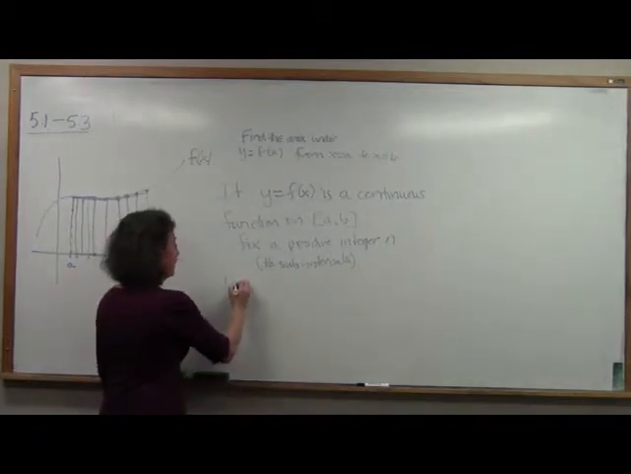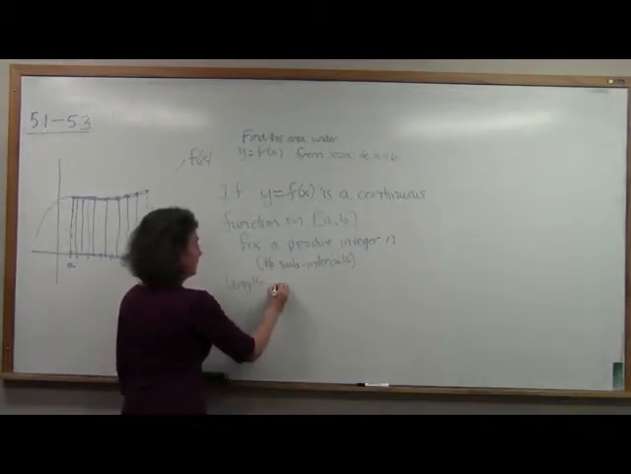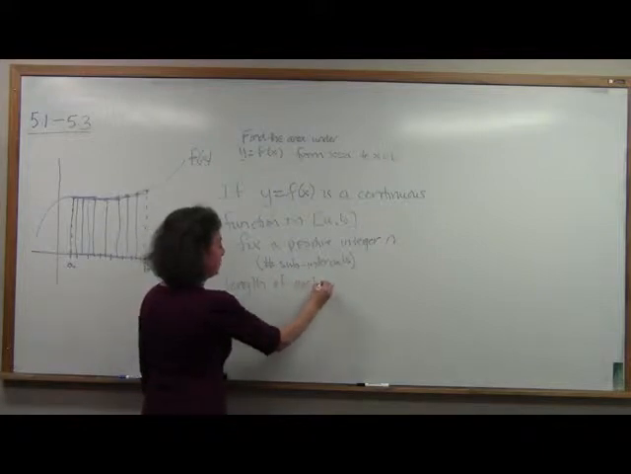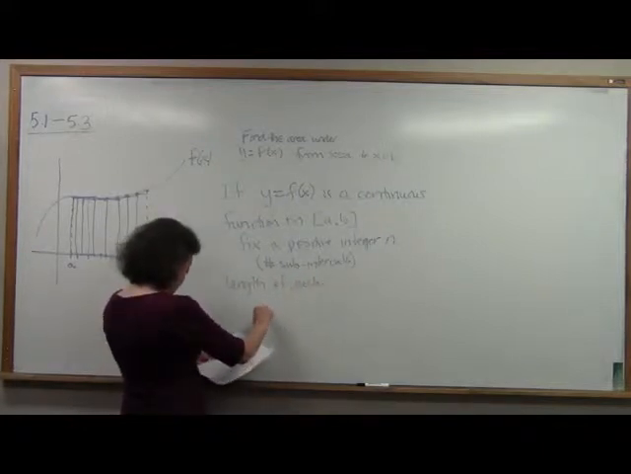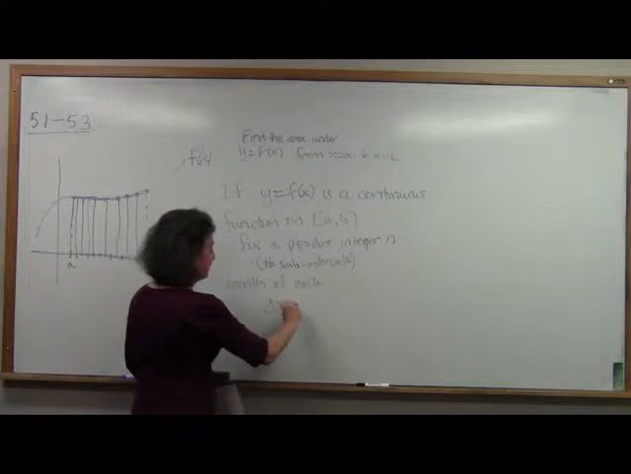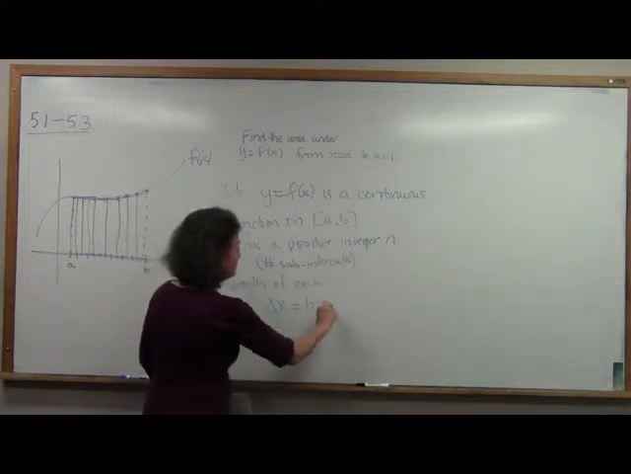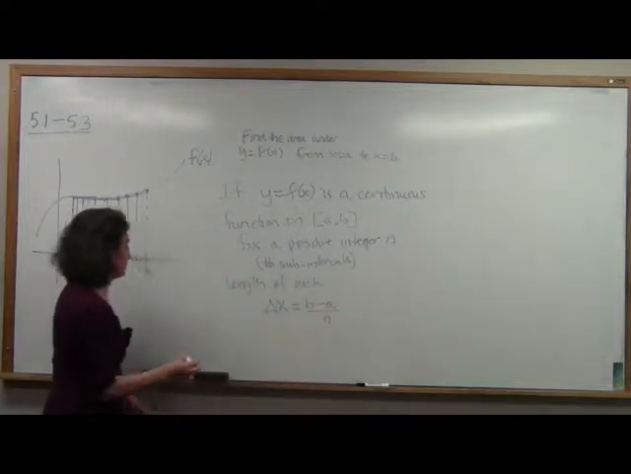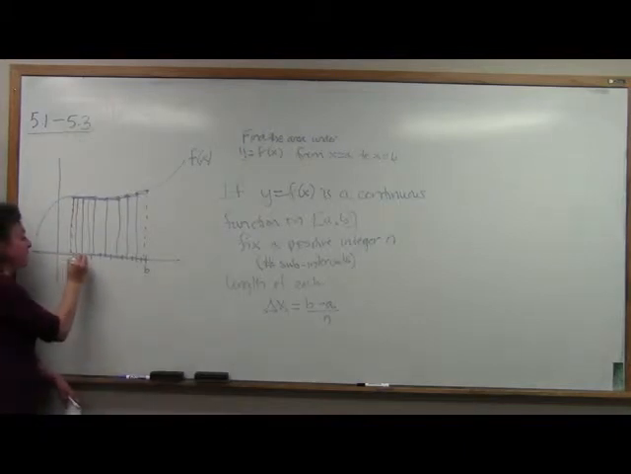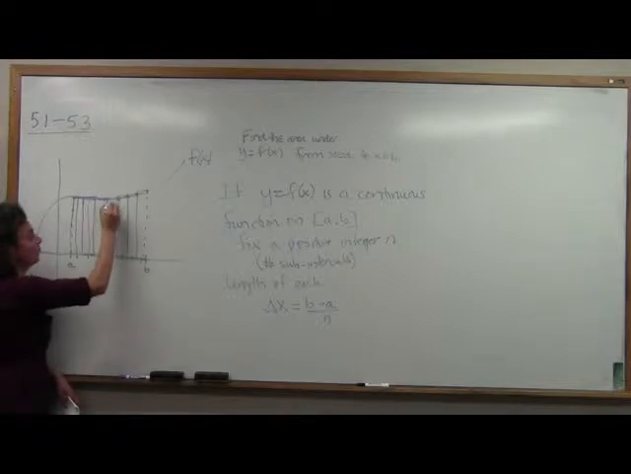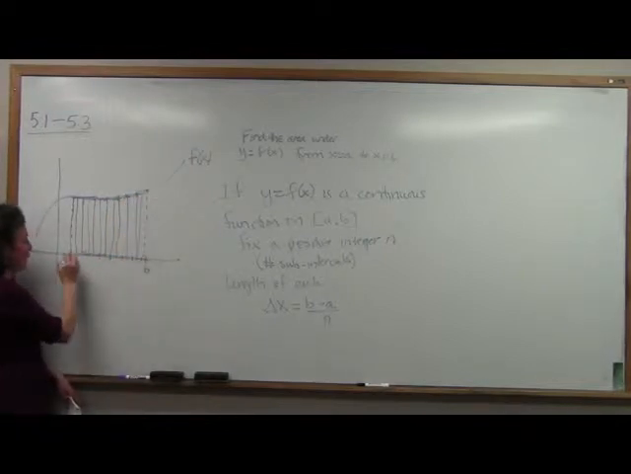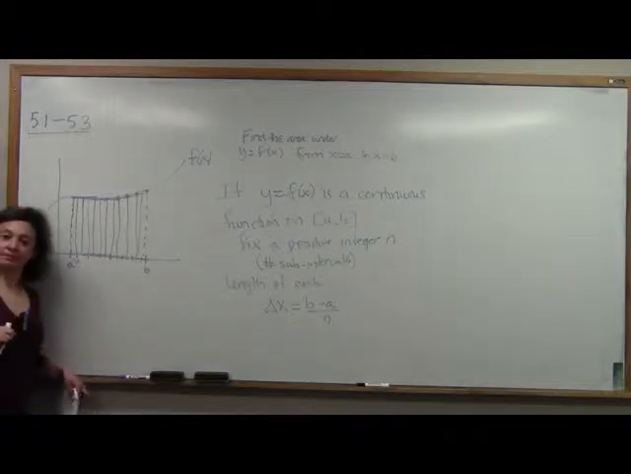And I claim that the length of each subinterval, which we'll call delta x, is equal to b minus a over n. In other words, each of these rectangles has the exact same length, assuming we subdivide them all evenly, and they all have length delta x. Okay?